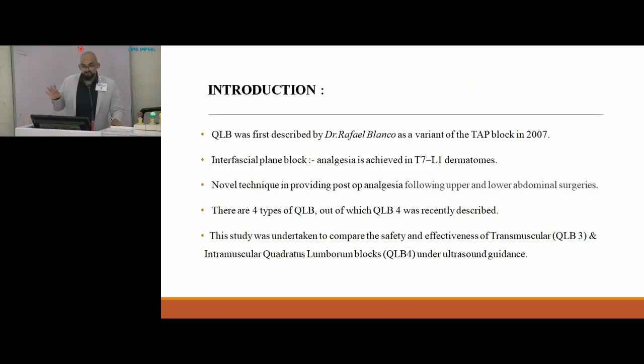Till date, 4 types of quadratus lumborum block have been described. We chose quadratus lumborum type 3 to compare it with type 4 because type 3 has been proven to be the best. But type 4 requires a much lower skill set because it is just an intramuscular injection. So we wanted to compare whether these two blocks are equally efficacious and safe for postoperative pain management.